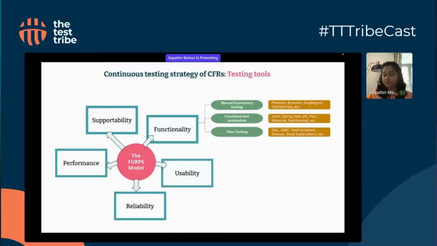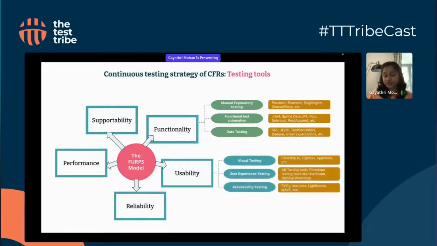Data testing part, Testcontainers, DQ, Great Expectations, all of those things are helping us do the continuous testing part. And these tests can be added to the continuous testing pipeline as well, like the CI/CD pipeline. When we come to usability, visual testing is very well adopted right now. Some of the tools that help us do that are Backstop.js, Cypress, Happo, etc. For user experience testing, there are A/B testing tools and prototype testing tools like UserZoom and Optimal Workshop, and accessibility testing tools, once again a widely adopted set of tools: Lighthouse, Wave.